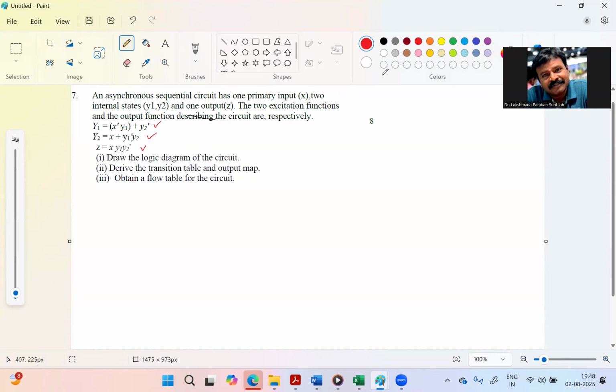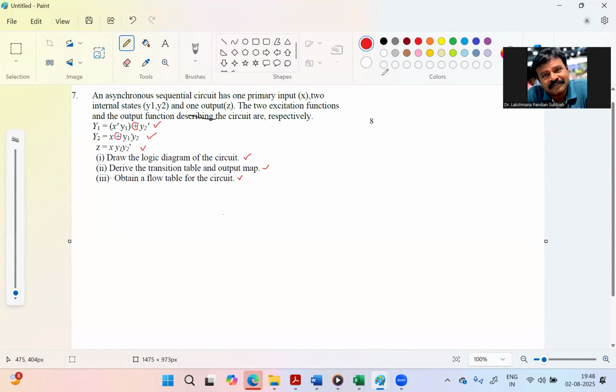Now you have to draw the logic diagram of the circuit, and then derive the transition table, output map, and obtain the flow table for the circuit. How do you start? Here we have y1 and y2, then one AND gate, then an OR gate, with plus as the output.